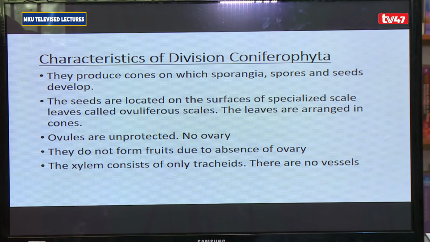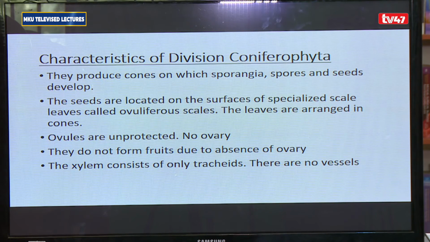The other characteristic, because there is no ovary, the ovules are not protected, so you talk about them having naked ovules. After fertilization and the ovules form seeds, these seeds are not in a fruit. They don't form fruits because they don't have an ovary. So again, the other characteristic is that they do not form fruits. And the other characteristic is that the seeds are not protected.